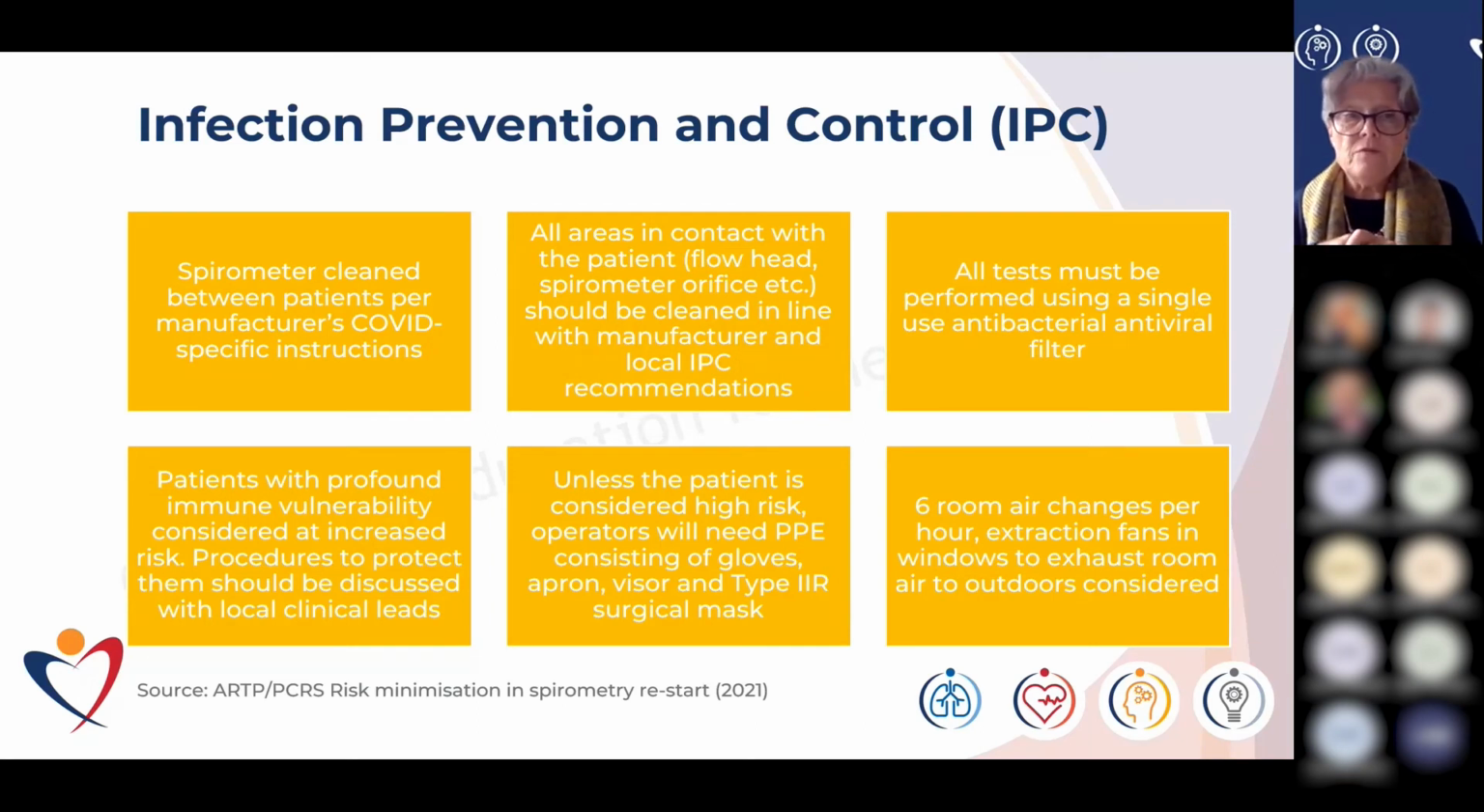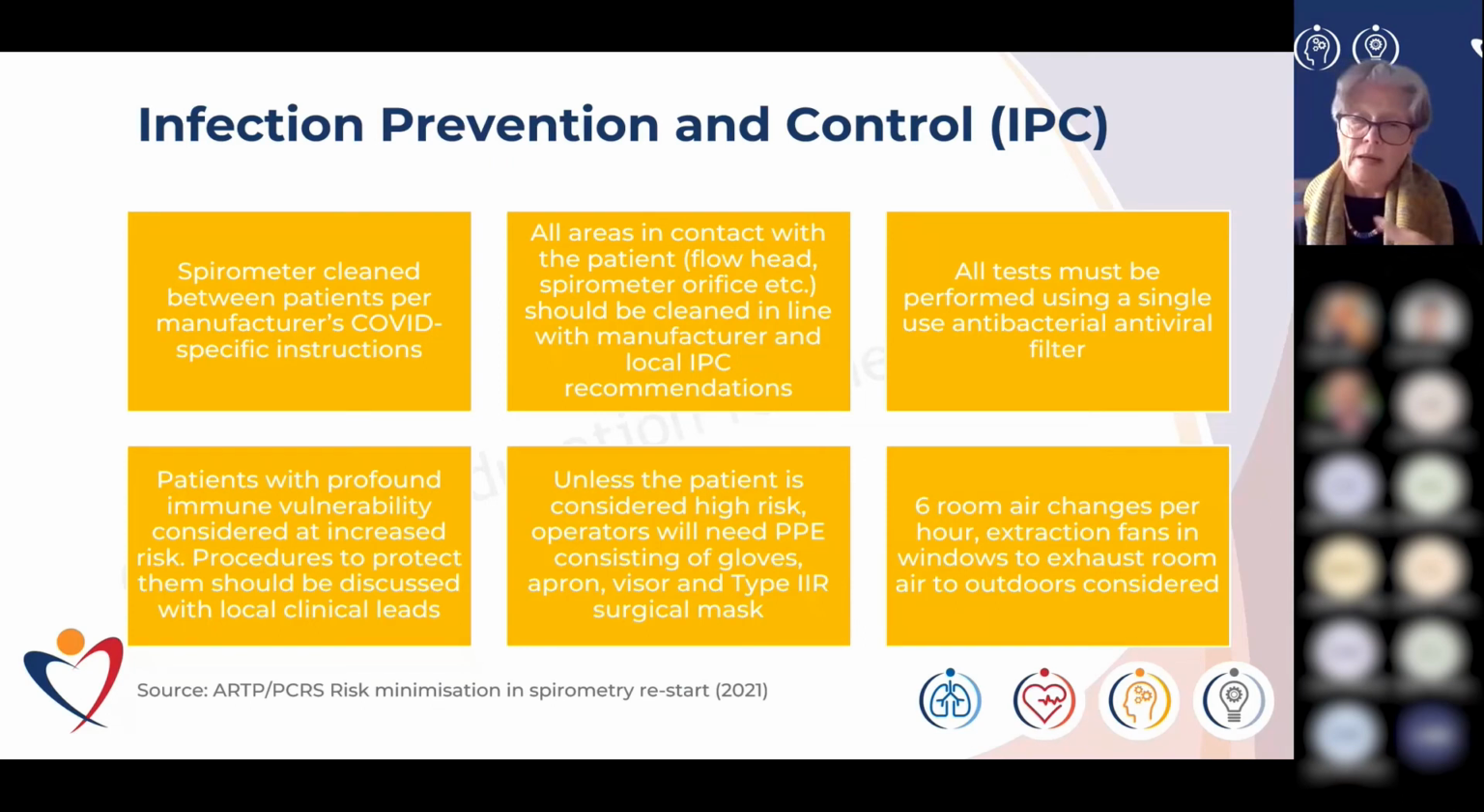Patients with profound immune vulnerability should be considered at increased risk, and procedures to protect them should be discussed with local clinical leads. So if you do have patients who are immunocompromised and they need to have spirometry, get in touch with your IPC leads and ask them for their advice. Generally speaking, they'll be done at the beginning of the session, making sure that there are the 6 air changes between the patients receiving spirometry, and opening a window and putting a fan in the window is a consideration for you.